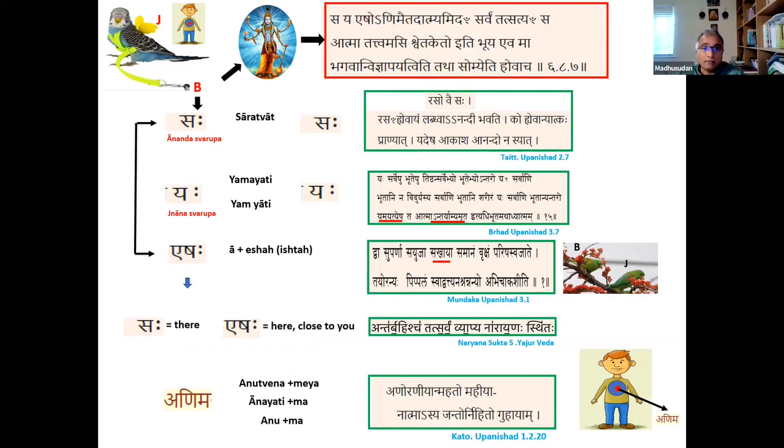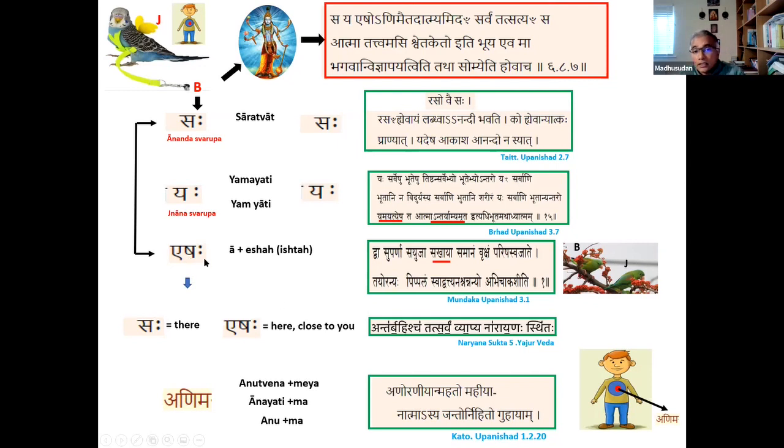Saratvat Saha. That means Raso Vai Saha. And we have done this before. These verses are worth going through again. Rasahi evayam labdhva anandi bhavati. So rasa means he who is full of ananda. Yaha means Yamayati or Yamyati. That means he is full of Jnana Swarupa, and he who controls every aspect of the universe. For that bird, he's controlling that bird by holding it. Let us not forget that illustration.